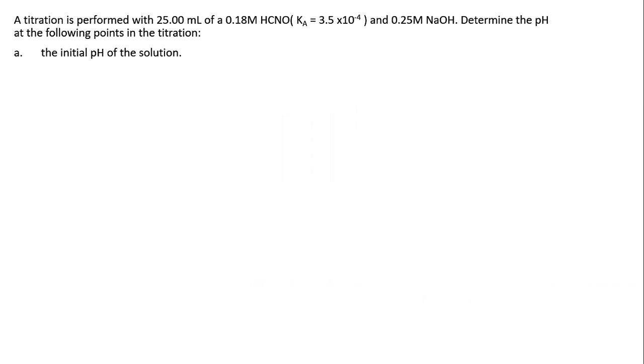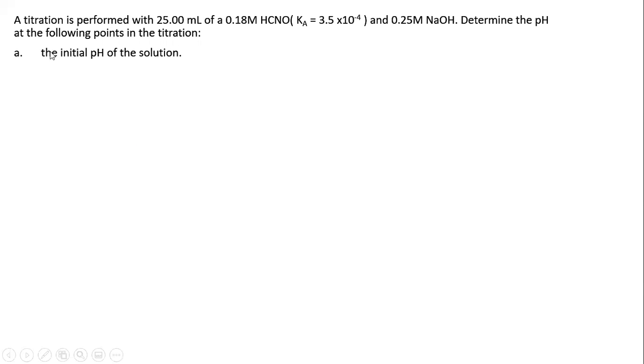Here we do a titration, but we're using 25 milliliters of cyanic acid at 0.18 molar, and we're titrating it with 0.25 molar sodium hydroxide. Determine the pH at the following points in the titration. So here we have a weak acid and a strong base. And so we want to first determine the pH before we add any base to the solution.